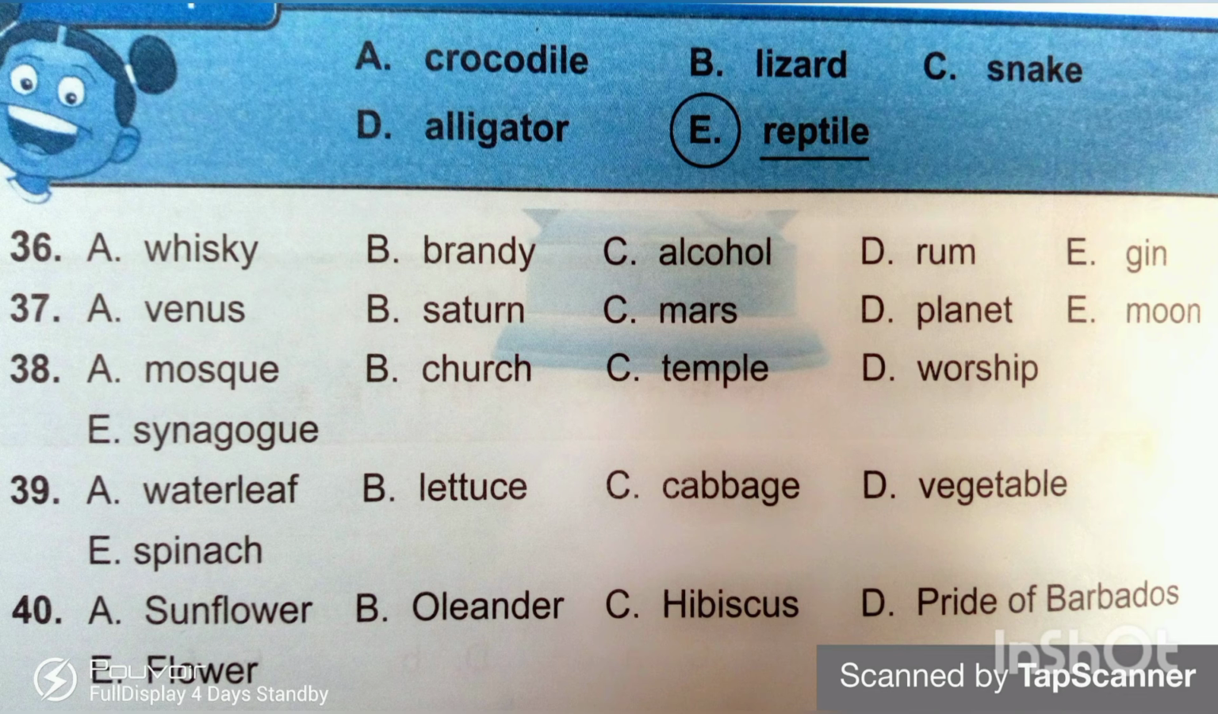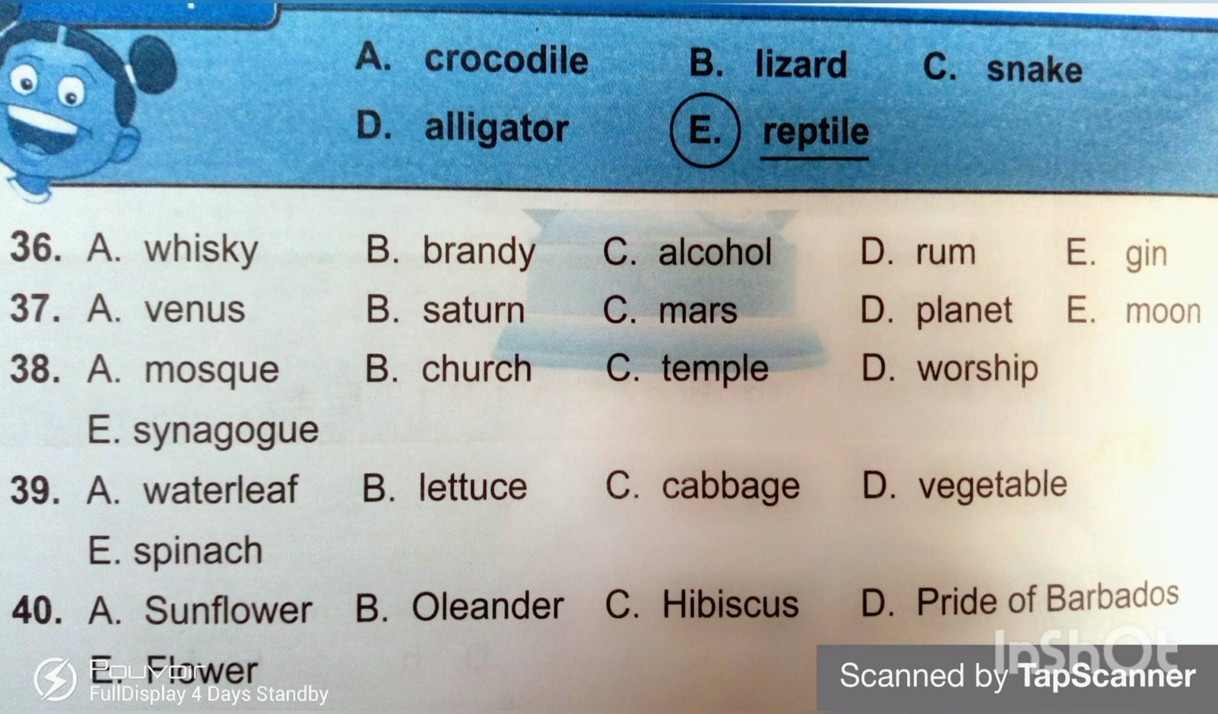Let's see 37. We have A, Venus, B, Saturn, C, Mars, D, planet, E, moon. All these listed here are what? They are under planets. Do you understand that now? Venus is a planet, Saturn, Mars, and Moon. They are all what? Under the planets. That is quite easy, right?